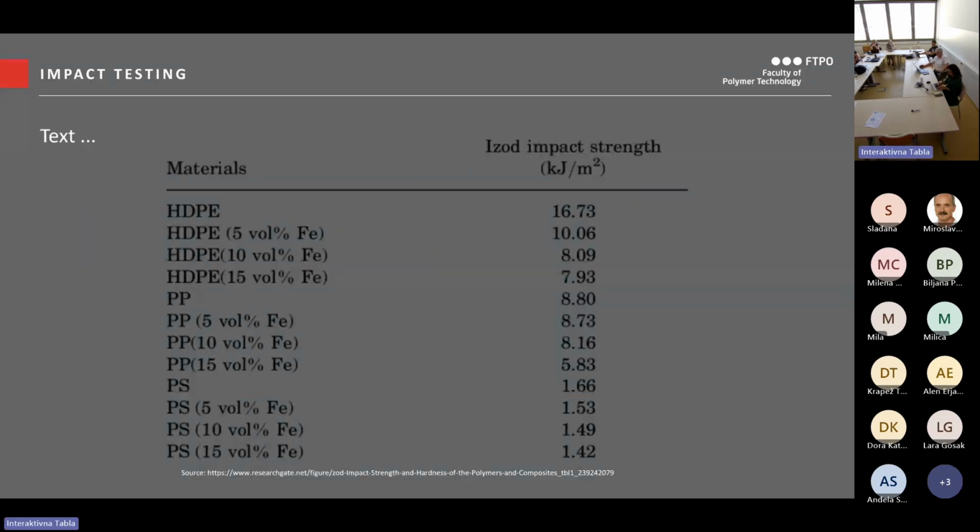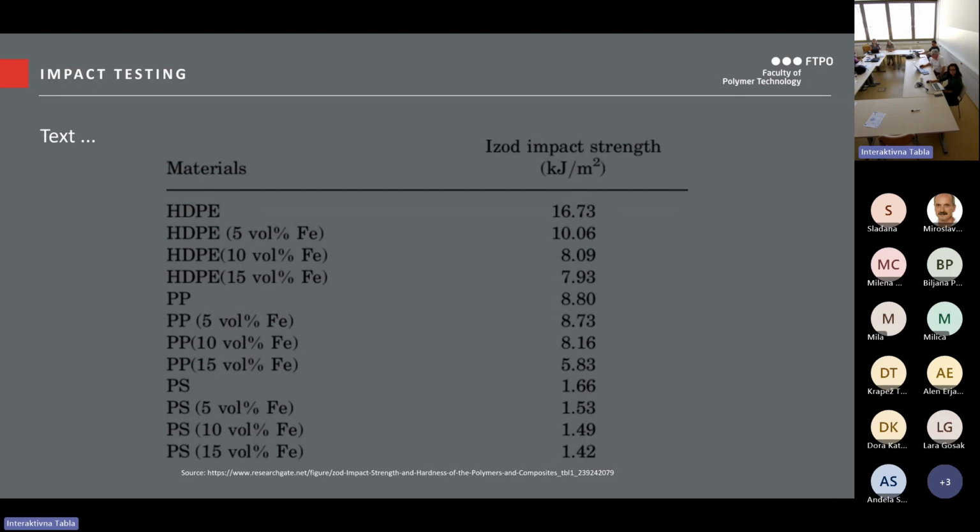A little bit about the property dependence of the toughness. Here we have results of Izod impact strength test for high density polyethylene, polypropylene, and polystyrene. HDPE and PP are crystalline polymers. Polystyrene is amorphous, and they are filled with different volumetric fractions of iron particles. You see that crystalline polymers have higher impact strengths. With amorphous, we get a really low impact strength because they're quite brittle.